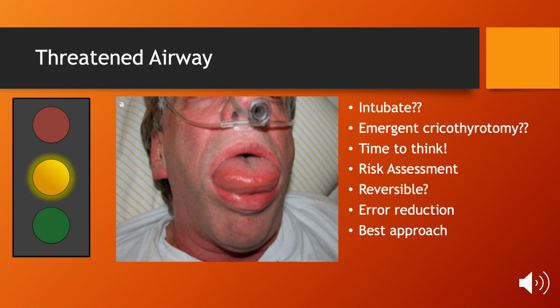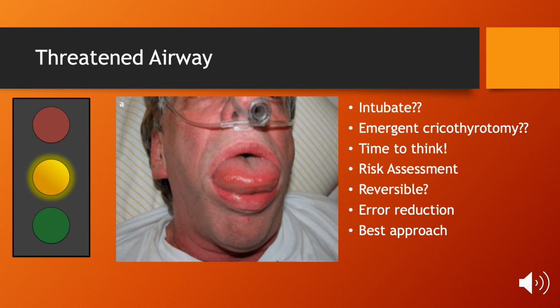A threatened airway, again, a dangerous one. The yellows are truly dangerous. You have a patient who comes in, and now you have to really think. He's awake, and this is what his airway looks like. Do you intubate immediately? He's obviously got a threat. I mean, you just have to look at that tongue to know how difficult that might be. Do you do an emergent cricothyrotomy?